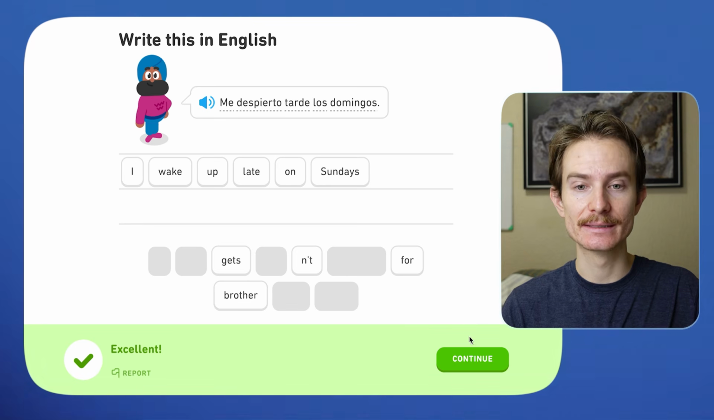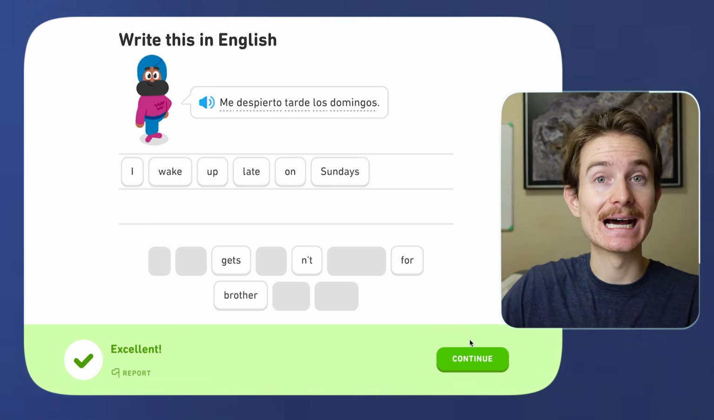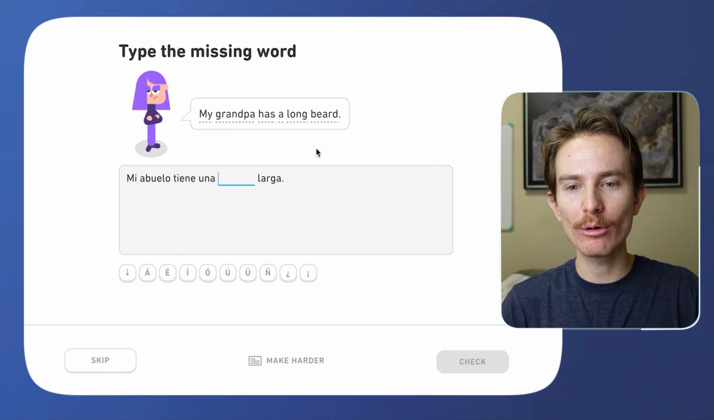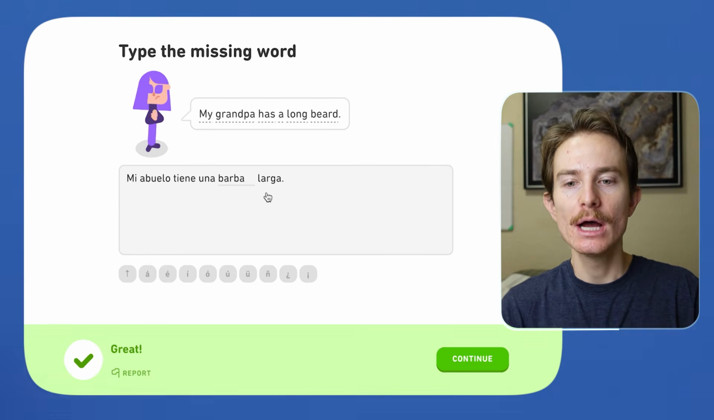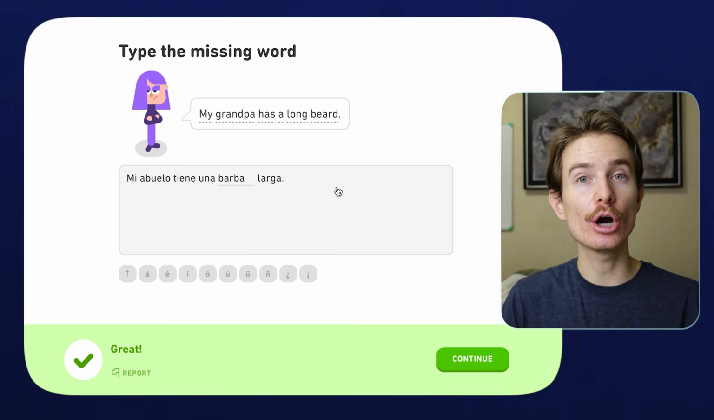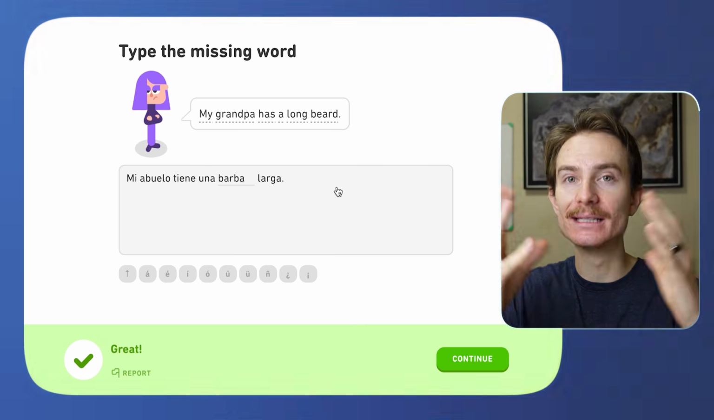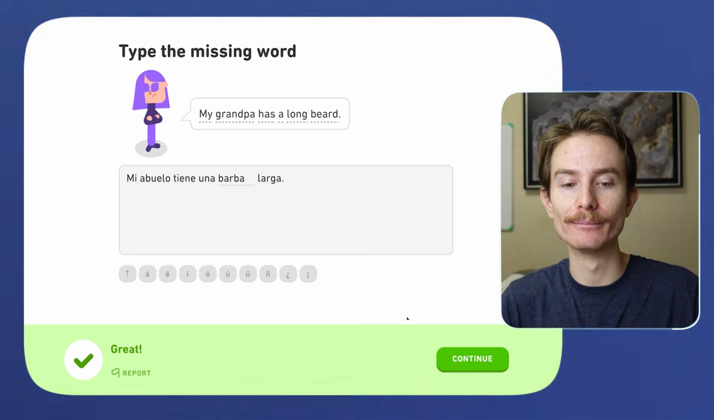Tarde meaning late. Tarde can also mean the afternoon. So, nos vemos en la tarde. See you in the afternoon. All right, my grandpa has a long beard. Una barba is a beard. Also, careful with the word larga. Many students think that larga means large, but no. Grande means large or big. In this case, largo or larga means long.